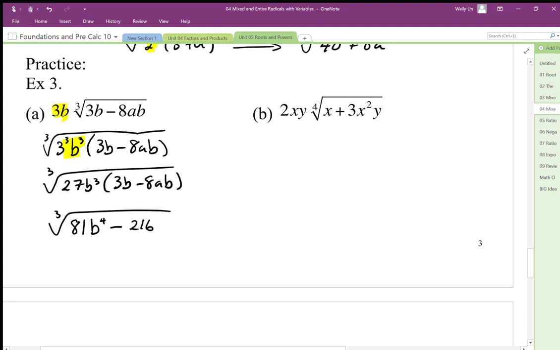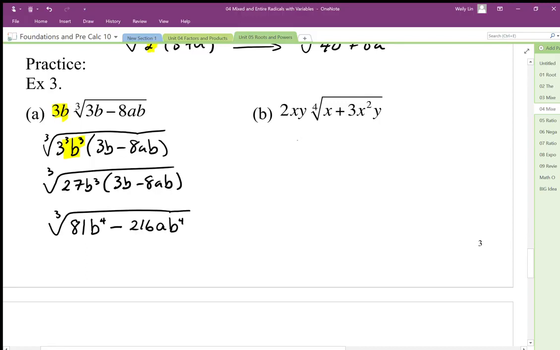Let me just double check that. 20 times 8 is 160. 7 times 8 is 56. 160 plus 56 is 216. I end up with an a here. b cubed times b is b to the 4th. Okay, and these are not like terms because they do not share all the common variables and powers.